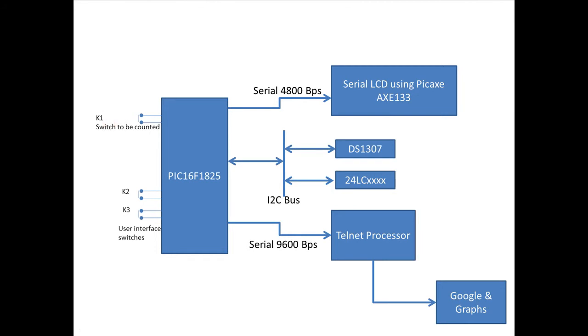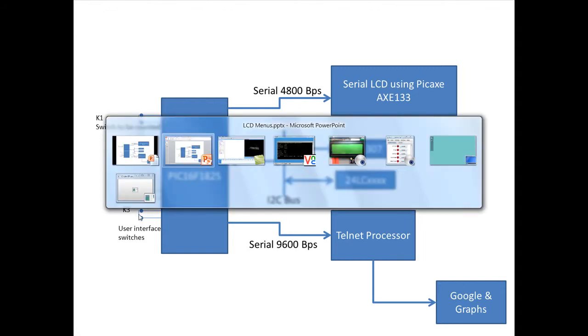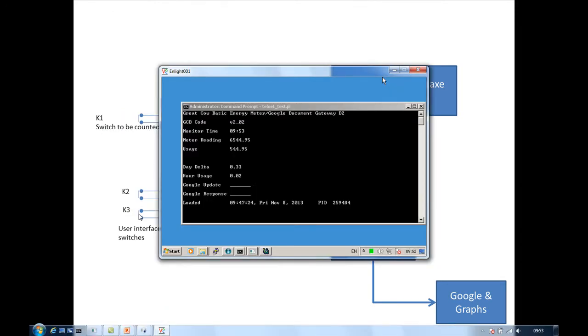So basically, I've got some switches. It's the switches that I'm actually counting. I'm actually counting actions on the K1 switch, and K2, and these other two switches are actually for user interface. But so what I've got is a microprocessor, some I2C processors, and some information. So what does it do?